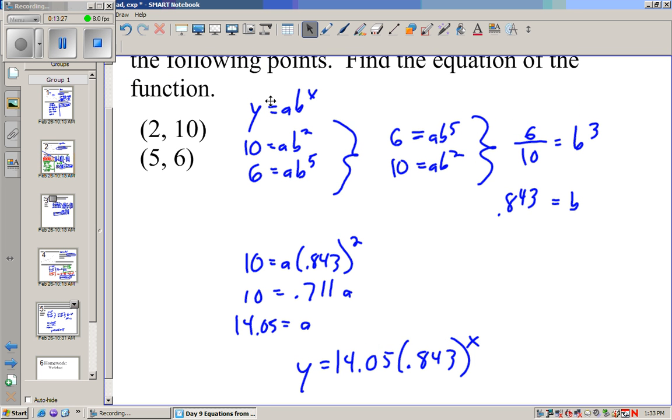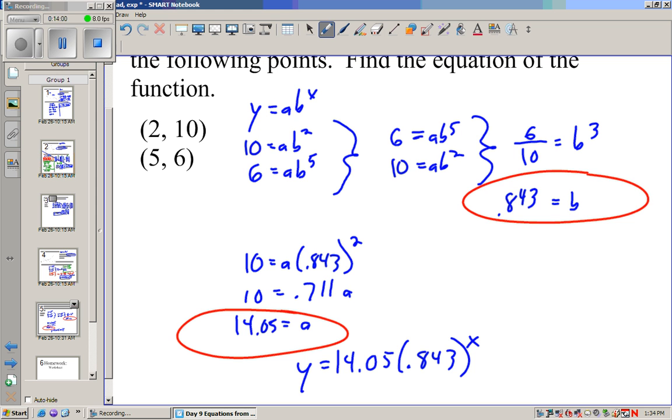Alright, here's the answer. Y equals ab to the x. I fill in my x and my y, my x and my y, and I like to write the exponent that's the largest on top, so when I divide, I don't get a negative exponent. It makes it a little bit easier. So b to the third equals 6/10. Take the third root of both sides to get 0.843. Plug that into either of the equations. I chose the top one. That number squared is 0.711. Divide that on both sides to find my a value. So now I substitute my a value and my b value into the general equation, and now I have my function.